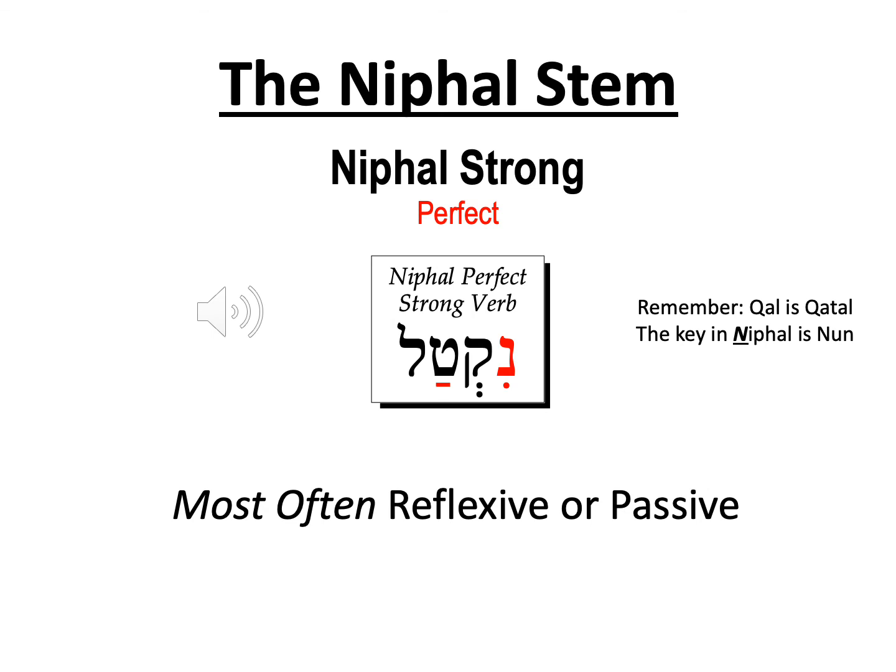The pronunciation key for the Niphal is exactly as it sounds, Niphal. However, to put it into the katal form that we've been using, this is niktal. Remembering that Kal is katal, we still have a patach under the second root letter, but now we have a nun and a hirik as a prefix, Niphal. The key to Niphal then is the ni. The translation is most often reflexive or passive. However, as we've already discussed, this is not always the case, but it's at least a good place to start.